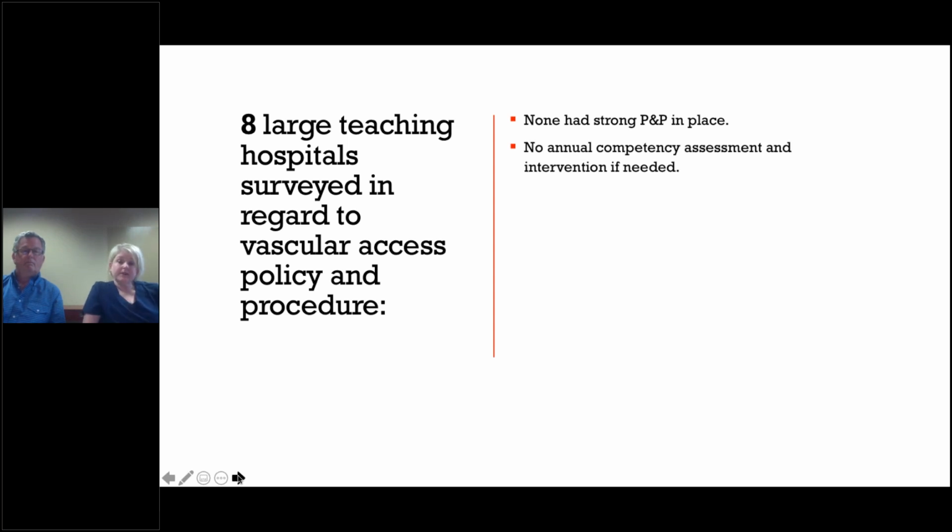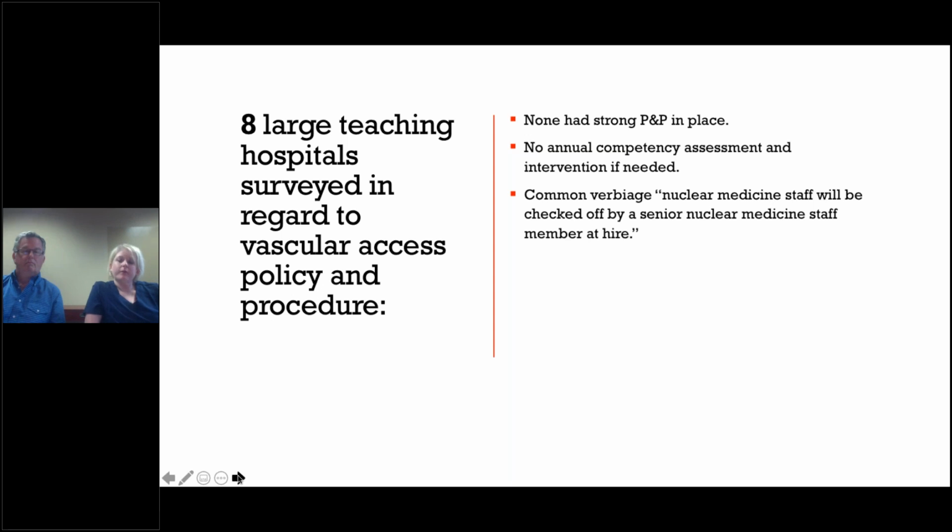No annual competency assessment and intervention if needed. So common verbiage: nuclear medicine staff will be checked off by a senior nuclear medicine staff member at hire. So the approach often was see one, do one, teach one, meaning there's no policy. You come in, you're hired, you do a few IVs with your preceptor, and then you're signed off, and you can also start to train folks how to do it.